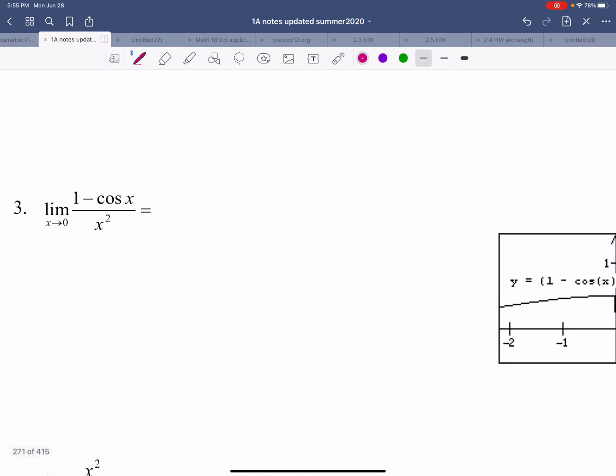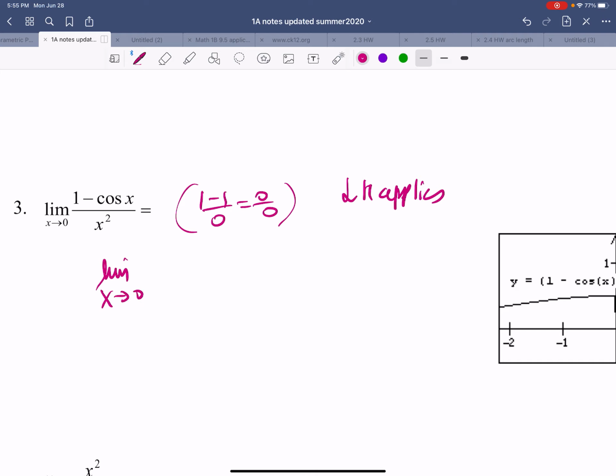Limit as x approaches 0 of 1 minus cos x over x squared. If I plug in x as 0, 1 minus 1 over 0, which is 0 over 0 form, so L'Hopital's rule applies. The derivative of negative cosine x is positive sine x, and the derivative of x squared is 2x. Now again plug in 0. I'm going to have 0 over 0 form again. That means I can use L'Hopital's rule one more time.